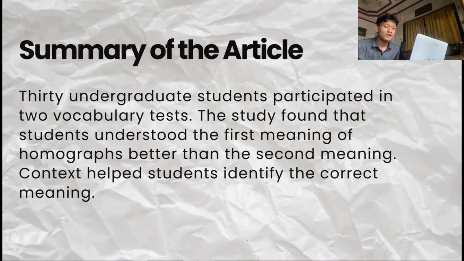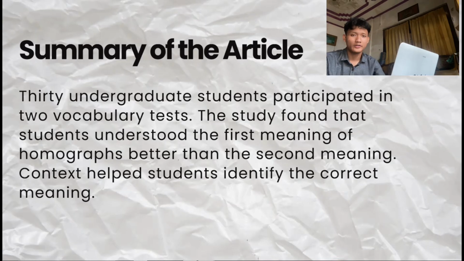The results show that most students understood the first meaning of homographs better than the second meaning. Many of them became confused when the same word had another meaning that they had never learned before. The researchers also found that students performed better when homographs were presented in complete sentences because the context helped them understand the correct meaning. This shows that learning vocabulary through context is more effective than memorizing only one meaning of a word.